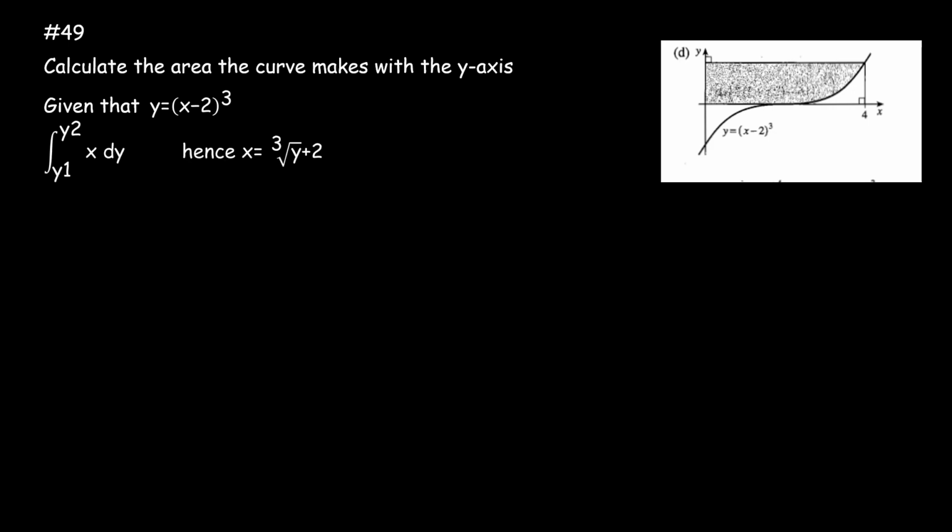So we need to make x the subject by taking the cube root of y first and then adding 2. That gives us the cube root of y plus 2. Now we integrate from y1 to y2, but according to the graph, we don't know what y1 is. So we need to find when x is equal to 4. When x is equal to 4, the value for y would be 8. We are integrating from 0 to 8 of the function x with respect to y.